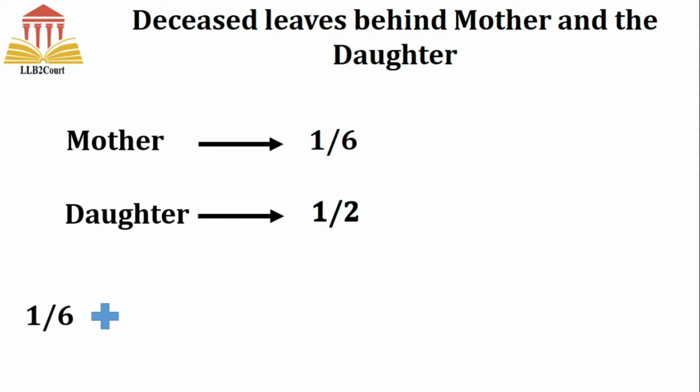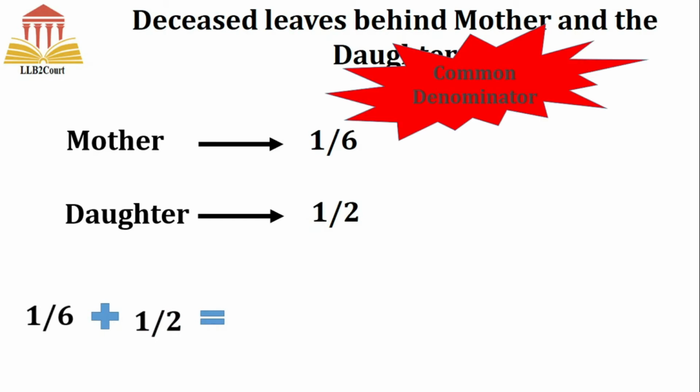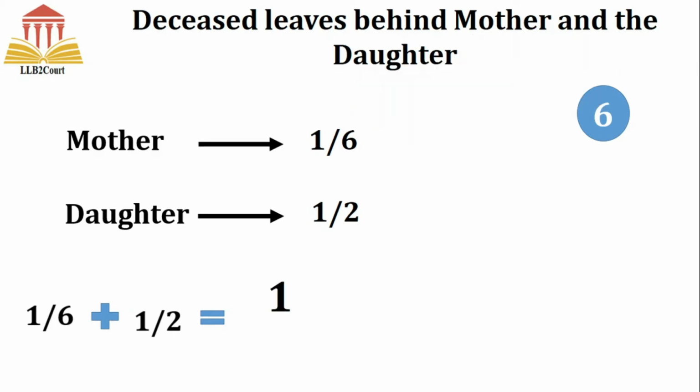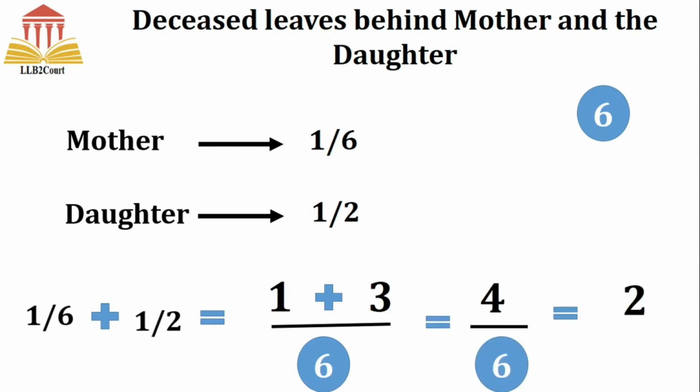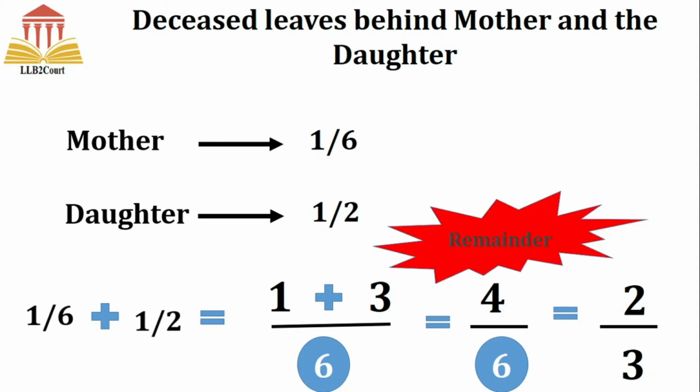So if you sum up 1 by 6 plus 1 by 2, the common denominator, if you take the LCM of 6 and 2, is 6. So now we have 1 plus 3 by 6, which equals 4 by 6, which is equal to 2 by 3. So 2 by 3 is less than unity, right? So there is a residue, that is a remainder: 1 by 3 is left after adding the shares. So now we need to apply this doctrine.